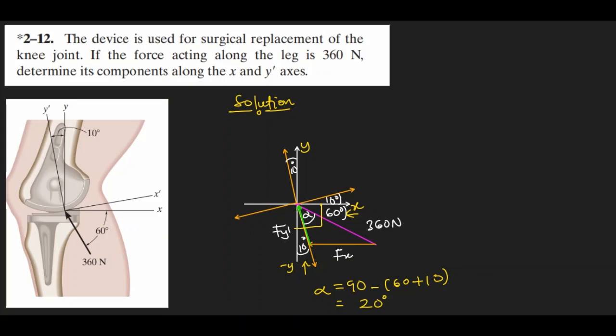Now let's redraw just that part of the free body diagram. I have this to be the 360 newtons, I have this to be Fx, and then I have this to be Fy prime. So this is 360 newtons, this is Fx, and this is Fy prime. And then we have 20 degrees here.